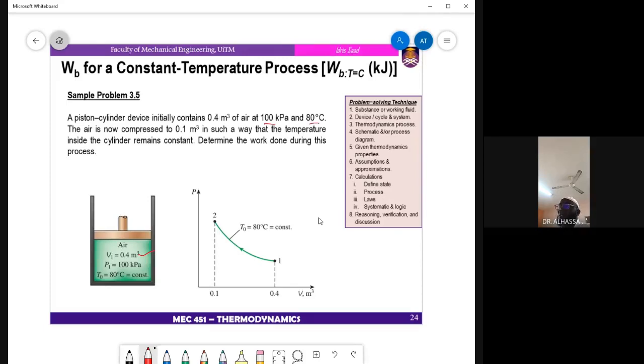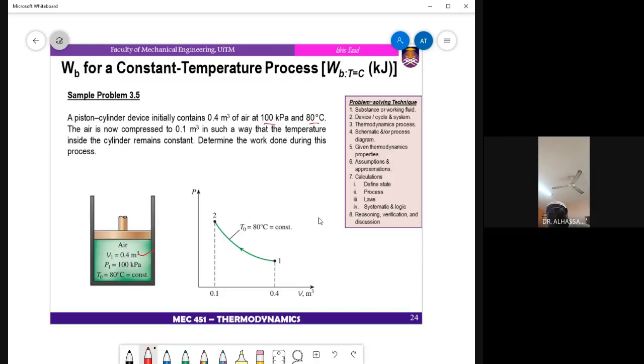80 degrees Celsius. The air is now compressed to 0.1 meter cube in such a way that the temperature inside the cylinder remains constant. Now determine the work done during this process.